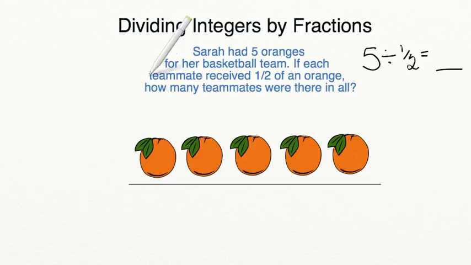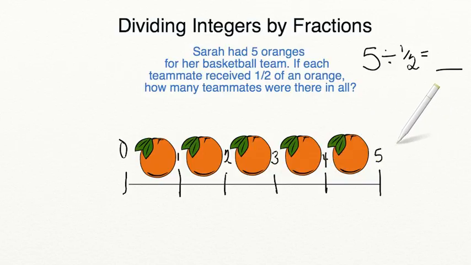So to do so, let's set up our number line. We're going to start our number line with 0, and we have 1 orange, so I'm going to label 1. Our second orange will be labeled 2, 3, 4, and 5. So we now have our number line labeled. But we need to divide these 5 oranges in half. So now I'm going to label half for each of our wholes.